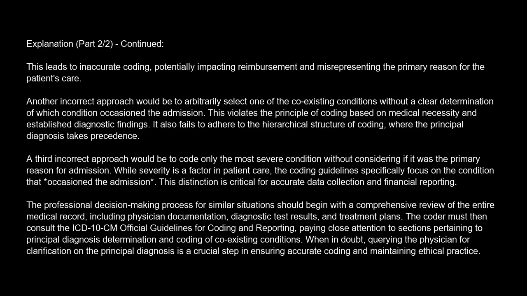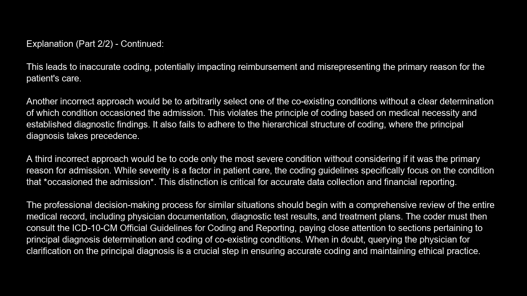Another incorrect approach would be to arbitrarily select one of the coexisting conditions without a clear determination of which condition occasioned the admission. This violates the principle of coding based on medical necessity and established diagnostic findings. It also fails to adhere to the hierarchical structure of coding, where the principal diagnosis takes precedence. A third incorrect approach would be to code only the most severe condition without considering if it was the primary reason for admission. While severity is a factor in patient care, the coding guidelines specifically focus on the condition that occasioned the admission. This distinction is critical for accurate data collection and financial reporting.